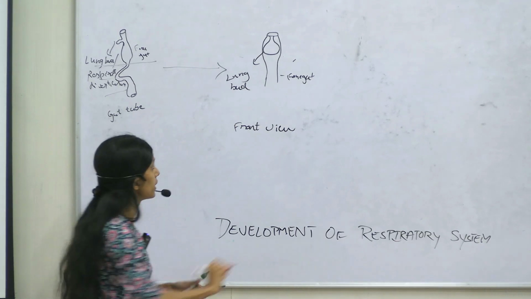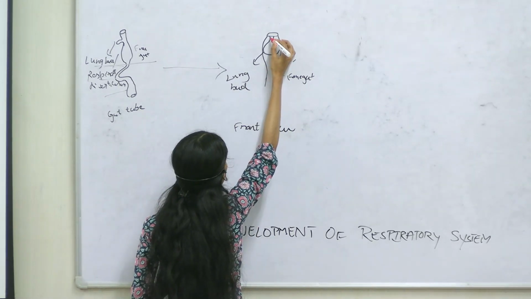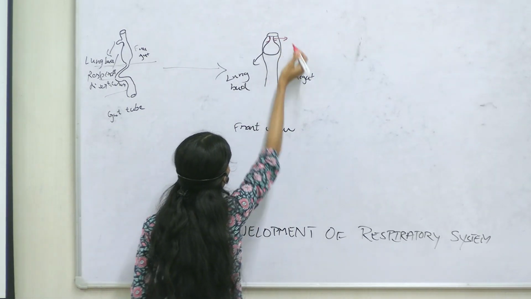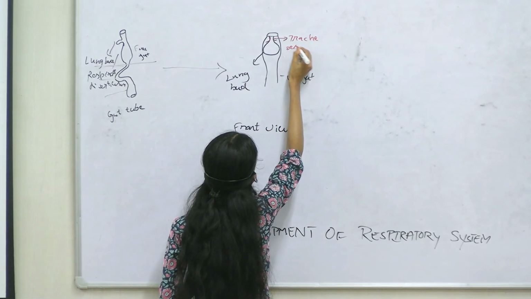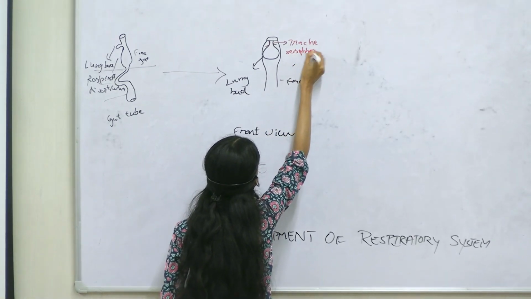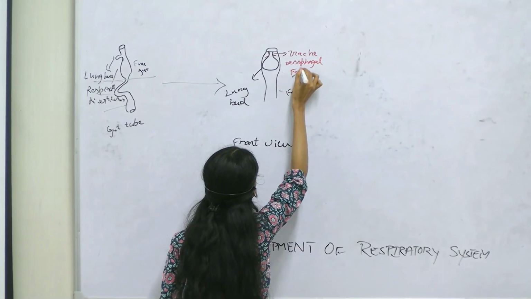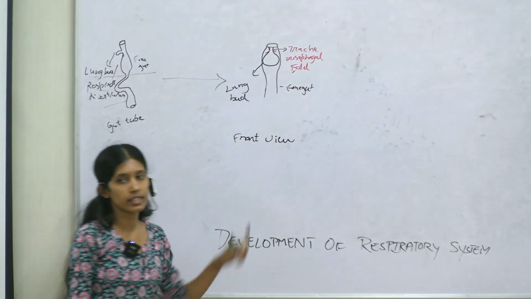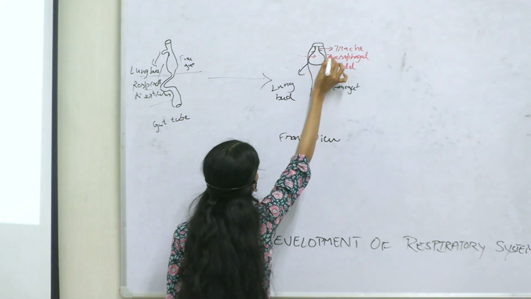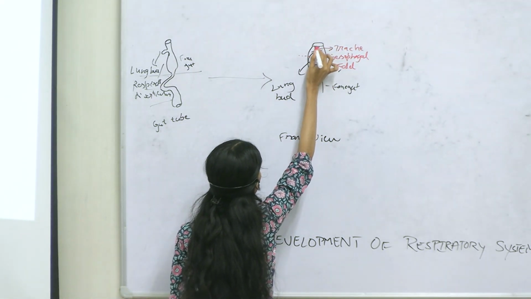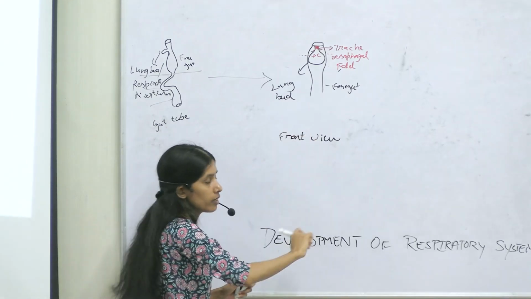Okay, and these foldings are called tracheo-esophageal folds, and these folds move towards the midpoint and meet at one point, okay?